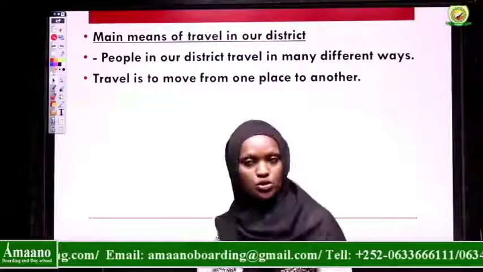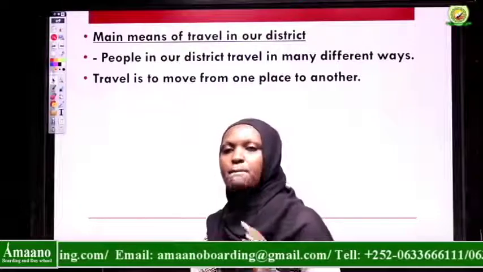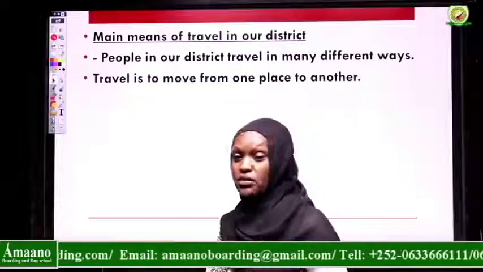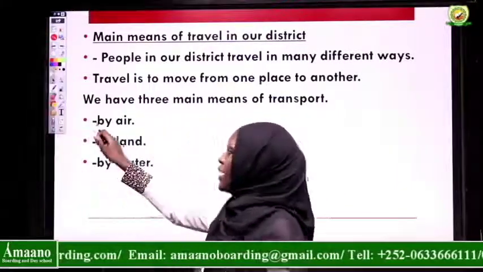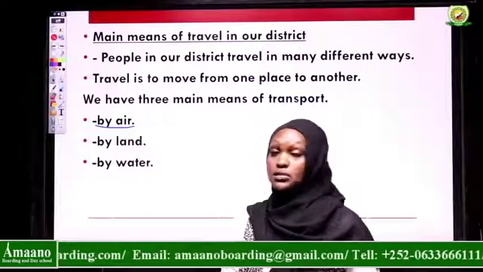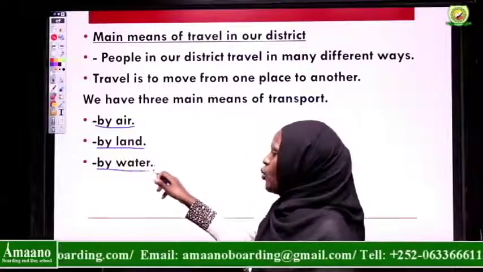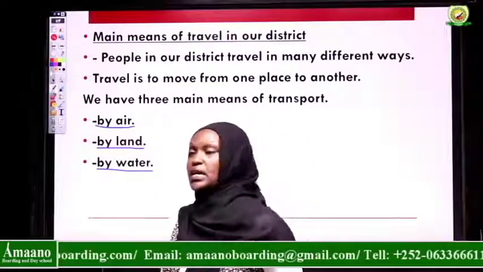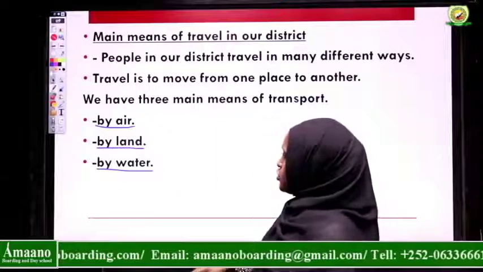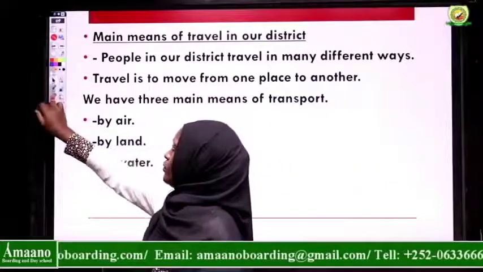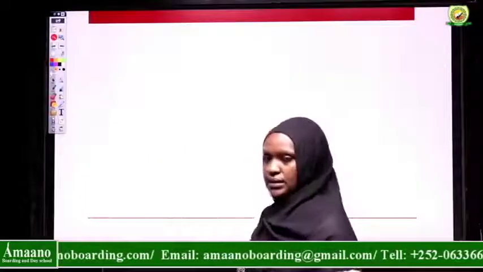So what do we use to travel? Now children, we have three main means of travel. One, we have by air. This is one means of travel. We have by land, and also we have by water. We have three means of travel. Now let's look at the means of travel. Let's look at them one by one, and we start by land.